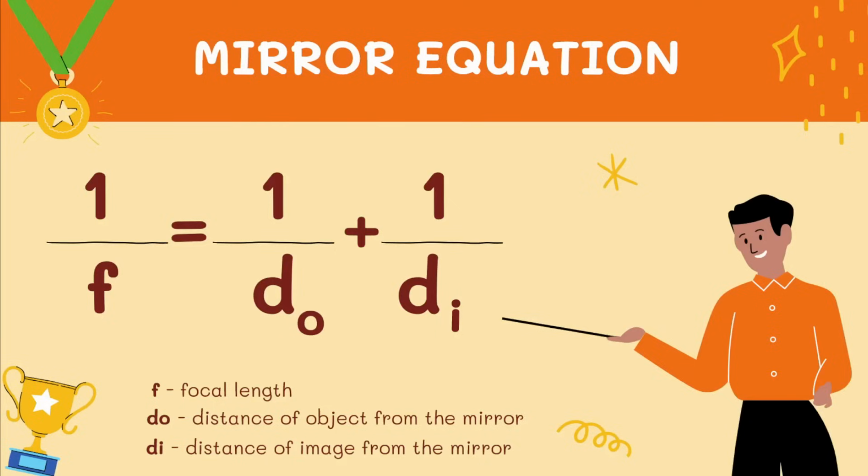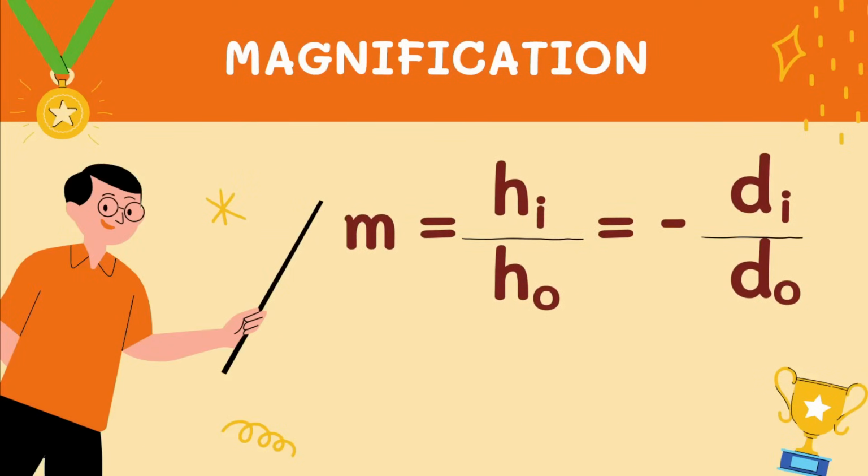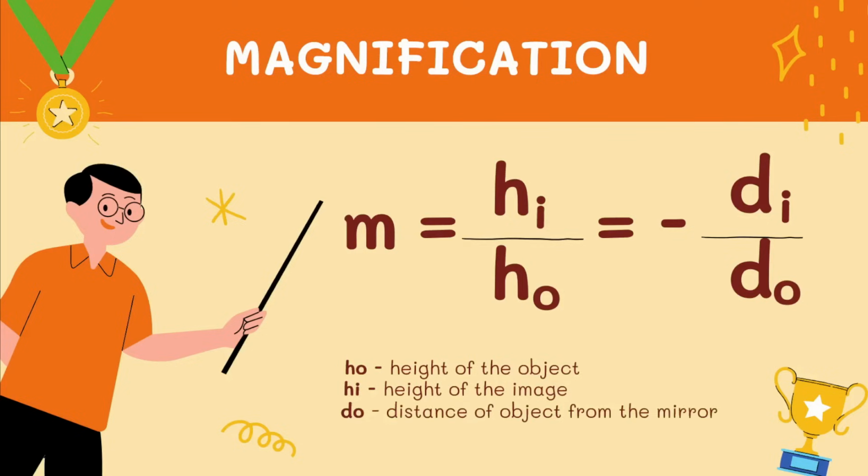Okay? So, next, we also have the magnification equation. That is hi over ho is equal to negative di over do, wherein ho refers to the height of the object, hi refers to the height of the image, and do and di refer to the distance of the object and the distance of the image, respectively. So don't forget that there is a negative sign before the term di over do. Huwag po nating kakalimutan yan.